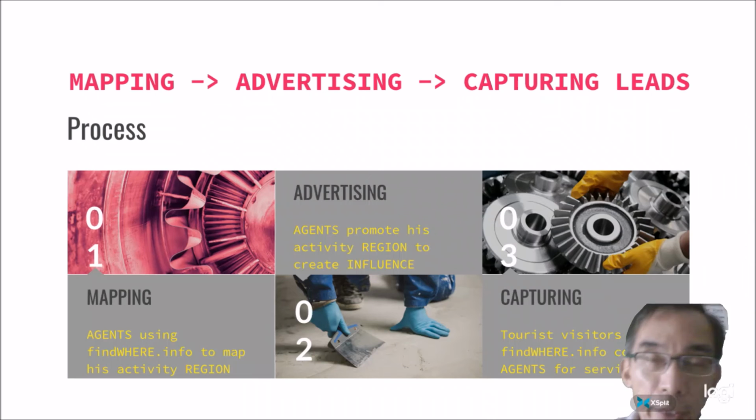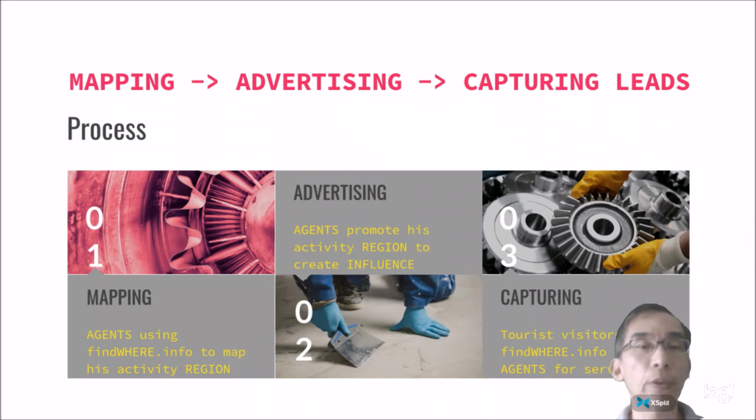What is there to do for a real estate agent using findway.info? The process is: first is to do mapping. Agents use findway.info to map out his activity region. He goes around talking to the businesses and commercial outlets, so that he can get leads, as well as do advertising for these outlets. When the outlets are advertised, people looking for the outlets will see the agent's profile picture and the profile bio. By doing this advertising, the agent promotes his activity region to create influence. Therefore, over time, visitors are attracted and captured to findway.info and are able to see the activity of this agent, to contact the agent for a viewing or for a consultation.